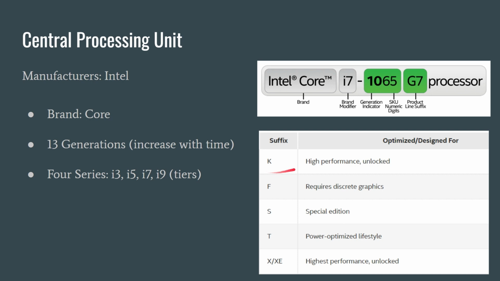K stands for high performance. F means that there's no integrated graphics. X or XE typically means the highest performance.